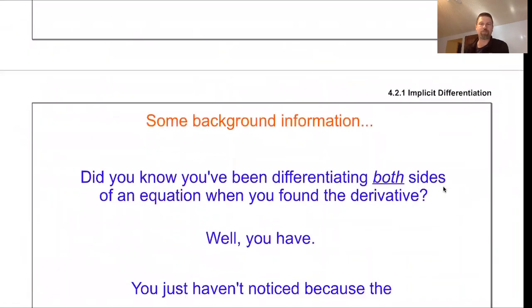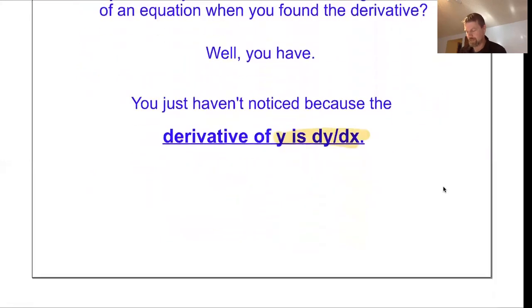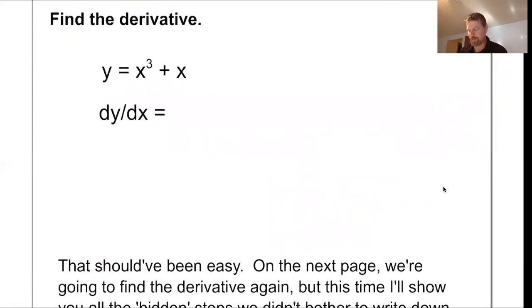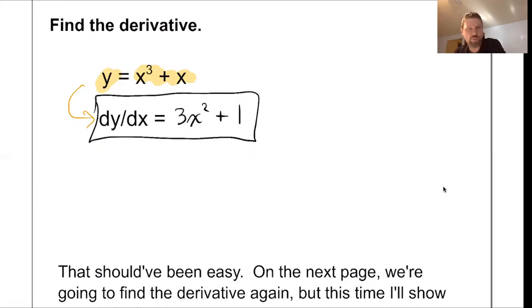All right. So some background information. When we've been taking the derivative, we've actually been taking the derivative of both sides. You just haven't noticed because the derivative of y is dy/dx. So for example, when I find the derivative of y equals x cubed plus x, the derivative of y is dy/dx. That's the derivative of y. The derivative of x cubed plus x is just 3x squared plus 1. So we get dy/dx equals 3x squared plus 1.